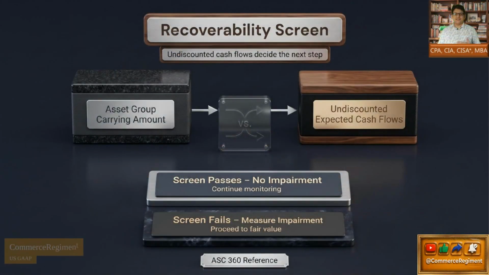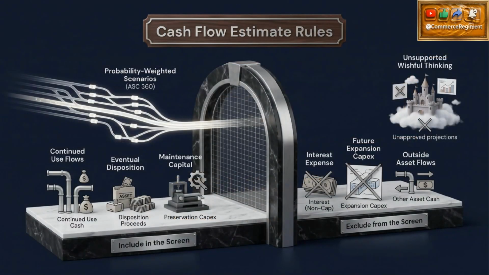The recoverability screen compares the carrying amount of the asset group with the sum of undiscounted expected future cash flows from use and eventual disposition. This is not a fair value test. If undiscounted cash flows are greater than or equal to carrying amount, the asset group is recoverable and no ASC 360 impairment loss is recognized, even if fair value is lower. If undiscounted cash flows are less than carrying amount, the screen fails and the asset group moves to fair value measurement in video 4.